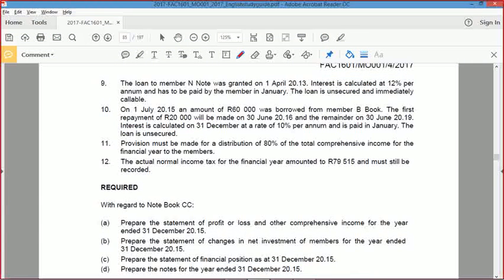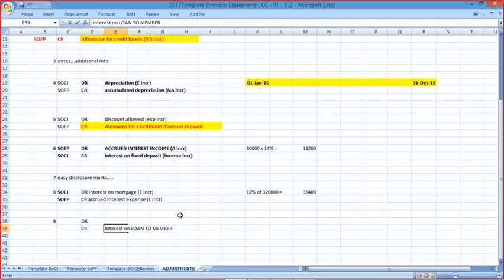Note, 12%. All right. What was member Note's loan? Member Note's loan was 40,000. Great. So 40,000 times 12% is 4,800.